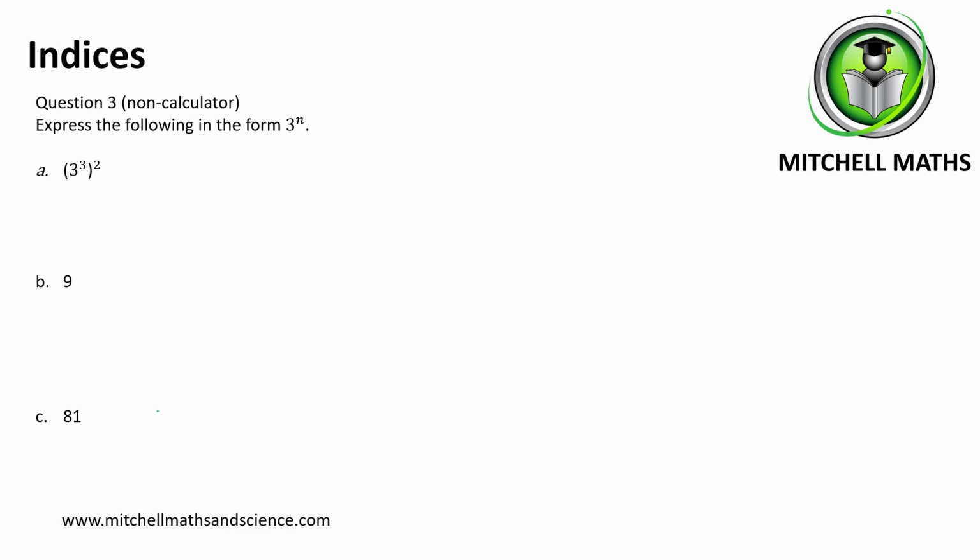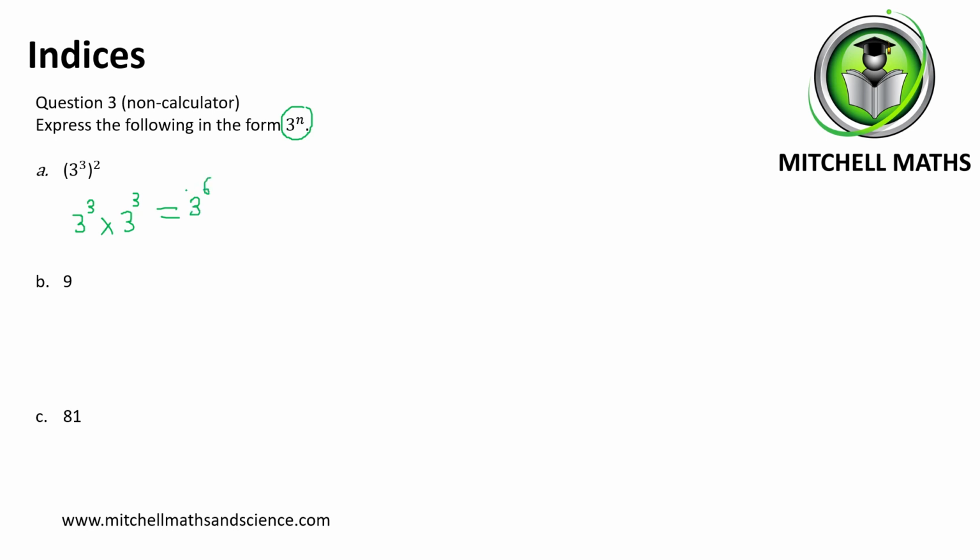Right, so question 3. Again, this is another question where we have to express in the form, well, this time it's 3 to the power of n instead of 2 to the power of n. You can see we've got some numbers like 9 and 81, so in some ways we are working backwards. With the first one, we've got 3 cubed in brackets squared. What that means is 3 cubed times 3 cubed. And if you remember, we add indices, so that's 3 to the power of 6.